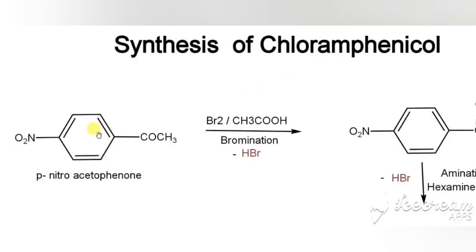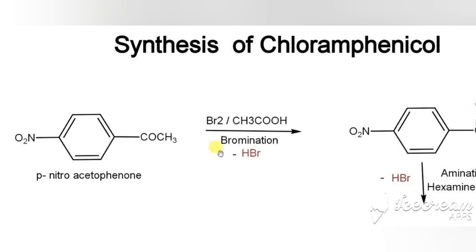Now we will see the synthesis of chloramphenicol. Here the starting material is para-nitroacetophenone. So without the NH2 this can be called acetophenone. What is acetophenone? C6H5COCH3. So this is acetophenone, and the para position is attached with a nitro group, that's why it is called para-nitroacetophenone.